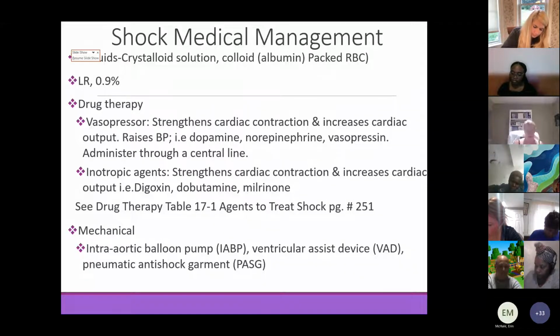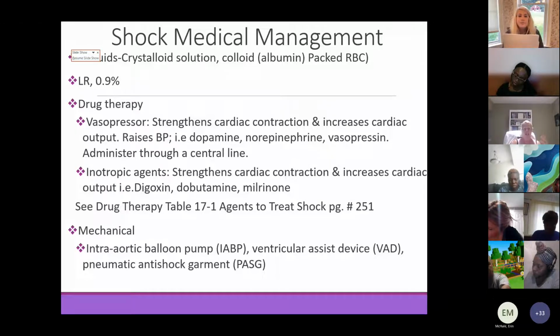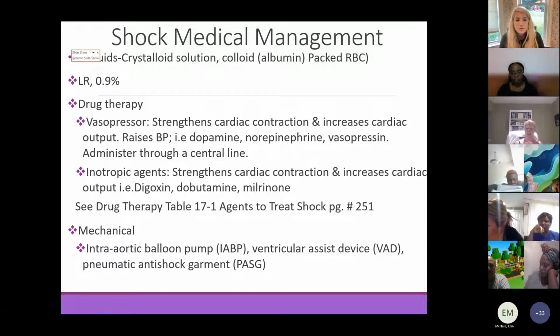Depending on what's going on with the patient, they may need other types of interventions. I'm not going to test you on these, but some patients, if they're having aortic issues, they might go in and try and open up that area by putting a balloon pump in. They may need some type of VAD device, which is a ventricular assist device, if they're having problems with their ventricles. And then there's something called a pneumatic anti-shock garment. I've actually never seen that done in an ICU. But those are other things that the patient could have done to help manage that shock.